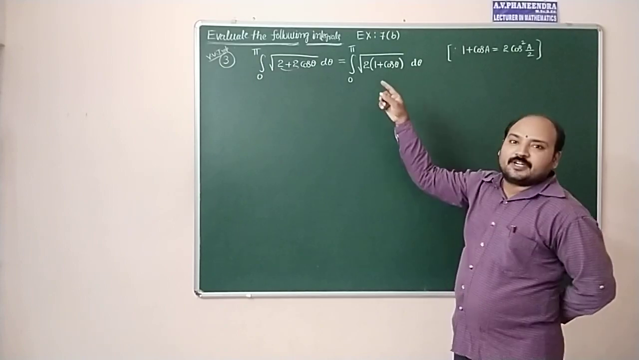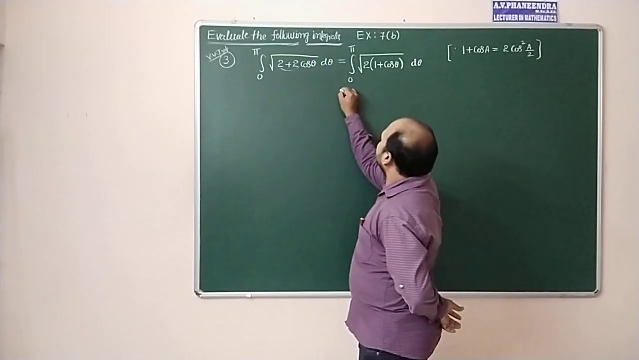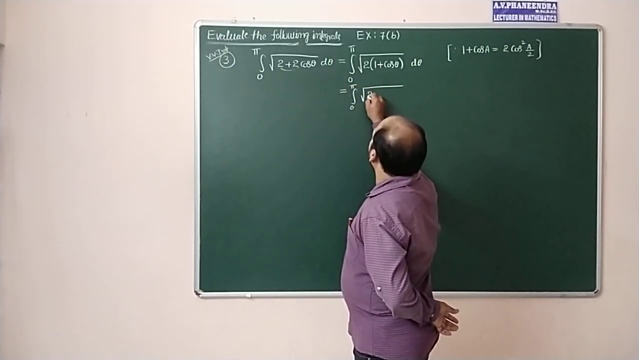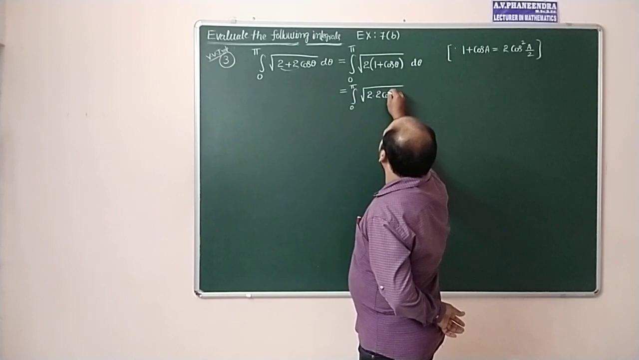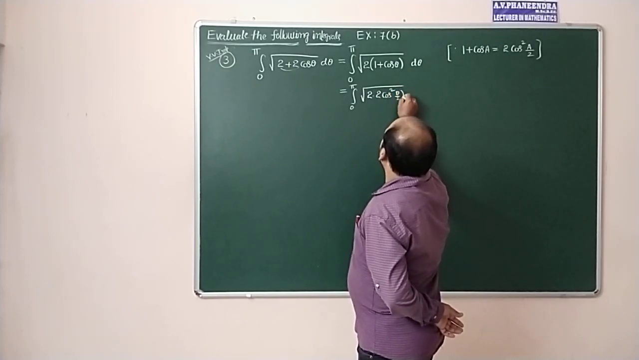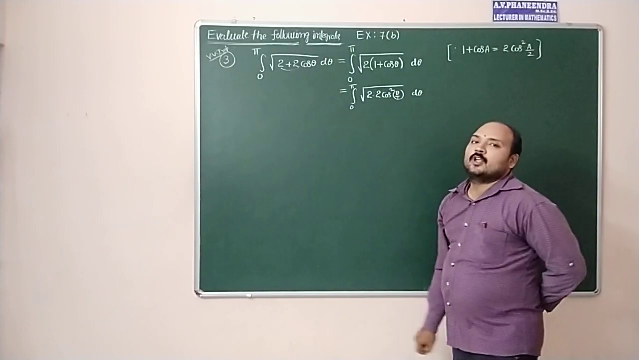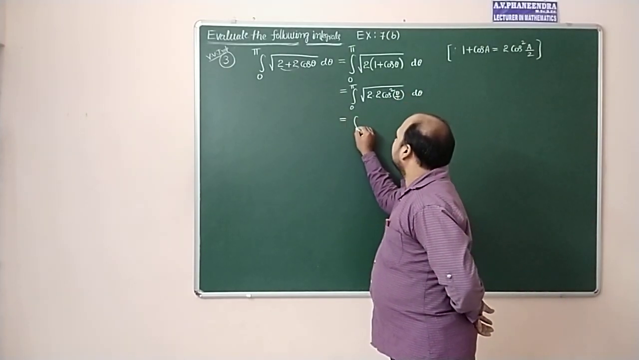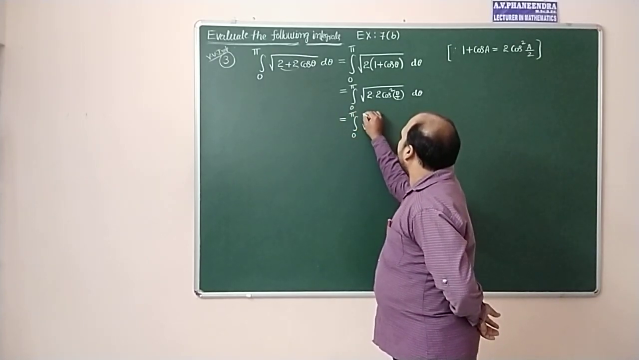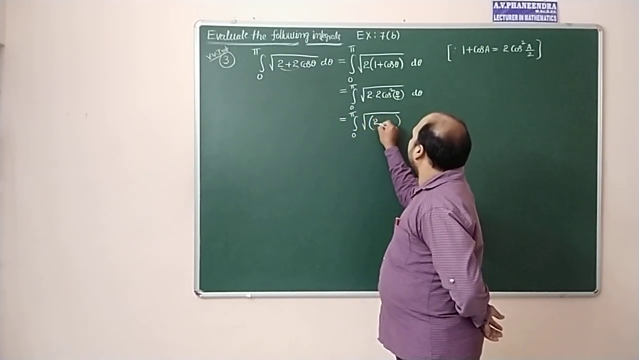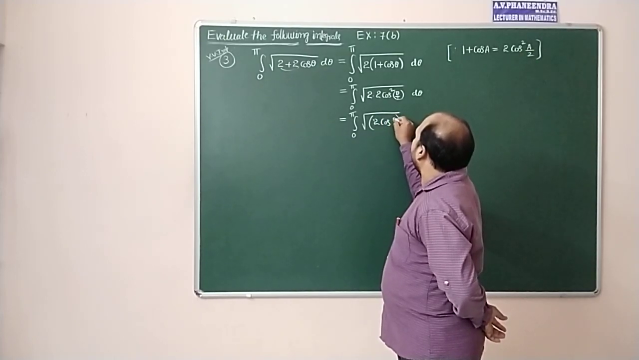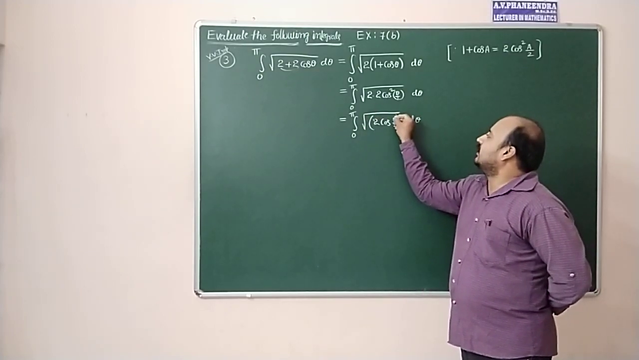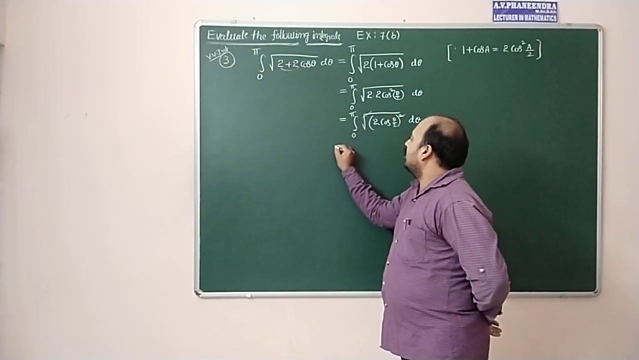So now 1 plus cos theta will become 2 cos square theta by 2. So integral 0 to pi square root of 2 into cos square theta by 2 into d theta. 2 into 2, 2 square, cos square theta by 2. So we can write it as like this now. Integral 0 to pi square root of 2 into cos theta by 2 whole square. Now square and root will be cancelled. So 2 constant you can take outside.